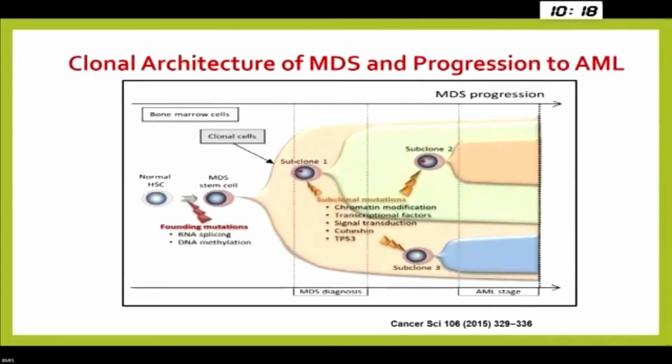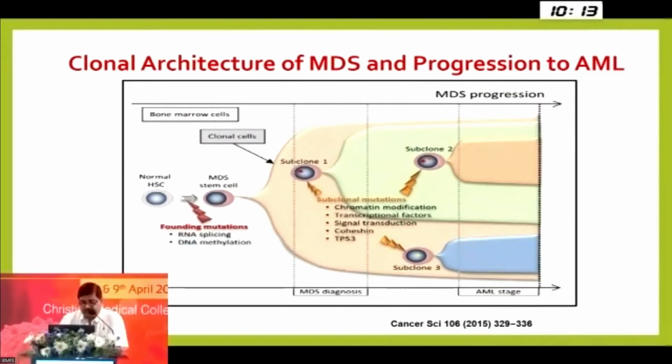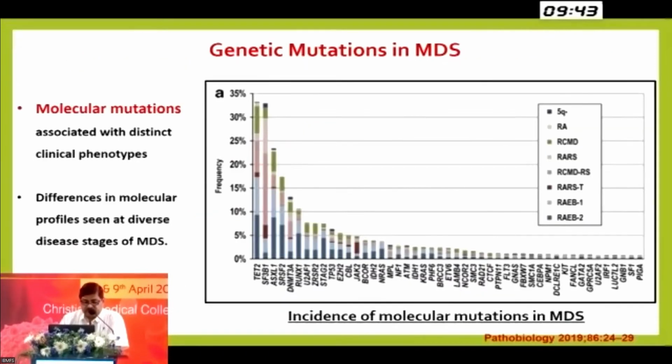So if you see the clonal architecture of MDS and its progression to acute myeloid leukemia, you will find that a normal hematopoietic cell acquires some founding mutations like the RNA splicing mutation, the DNA methylation mutations, and then it forms an abnormal clone, and that clone survives in the marrow, and then they become subclones, various types of subclones, and one of the subclones could proliferate to give rise to myelodysplasia and ineffective erythropoiesis.